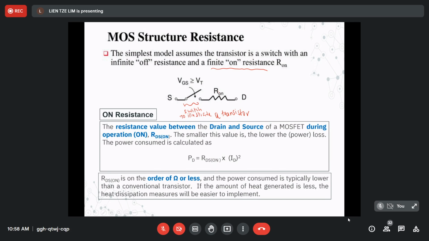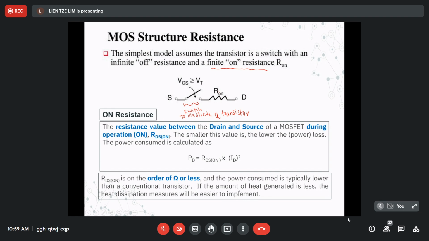The values of RDS are on the order of ohm or less. So the resistance here, as stated, is actually not very high. It is in ohm, not kilo ohm, not mega ohm. So it is still considered small. It is a very small resistance, and the power consumed is typically lower than a conventional transistor.